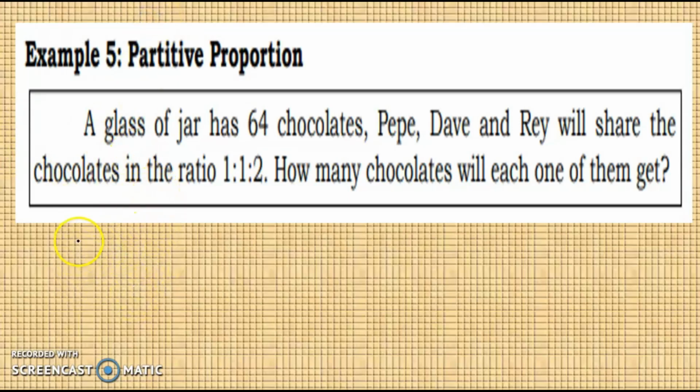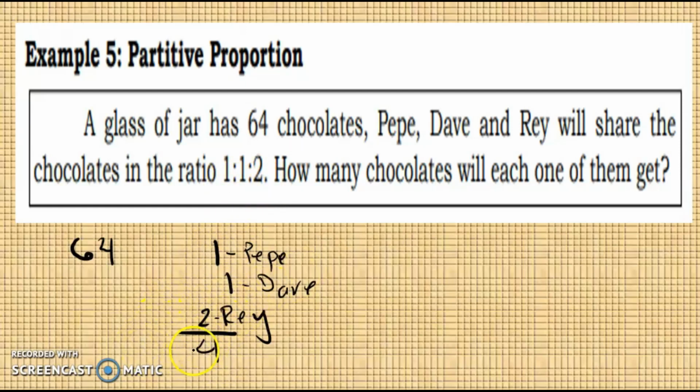Okay, so how do we solve this problem? Okay, so ganito lang pagsusolve niyan. Direct na natin ha. So meron tayong 64 chocolates. Yung ratio natin is 1 kay Pepe, 1 kay Dave, at kay Ray ay 2. Okay, so ibig sabihin, pag in-add natin lahat yan, 2 plus 1 plus 1 is 4. So i-add lang natin yung ratio.